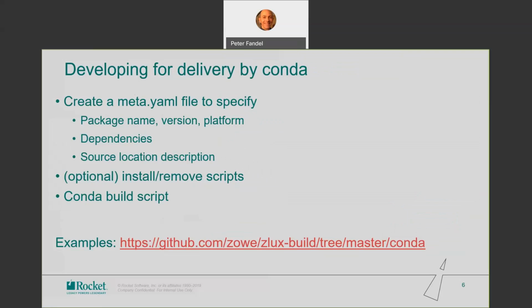Now, when it comes to developing for delivery by Conda: if you have development teams developing your own in-house tools or products and you want to make them available internally using Conda, it's pretty straightforward. You need to create a metadata file, meta.yaml, for every product you want to deliver by Conda. This metadata file specifies the name of the product, the version, the platform that it runs on, and all the dependencies and versions of dependencies, as well as the location of all the source code for creating that.